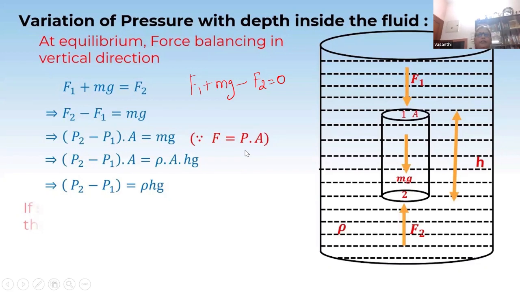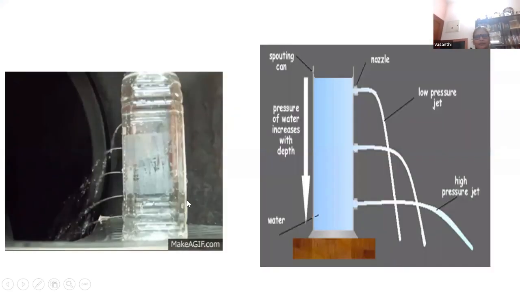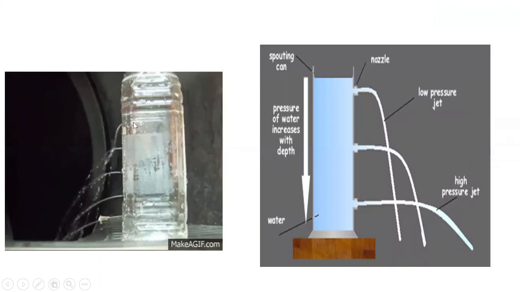F is equal to P into A, because we already defined that. Students should be aware of the definition. You should have taught them what pressure is: thrust per unit area. Pressure is normal force per unit area. So the pressure difference between any 2 points, if the effect of gravity is not neglected, is rho hg. So the pressure difference between any 2 points of a liquid depends on what factor mainly? Height, ma'am. Height of the liquid column. Density.